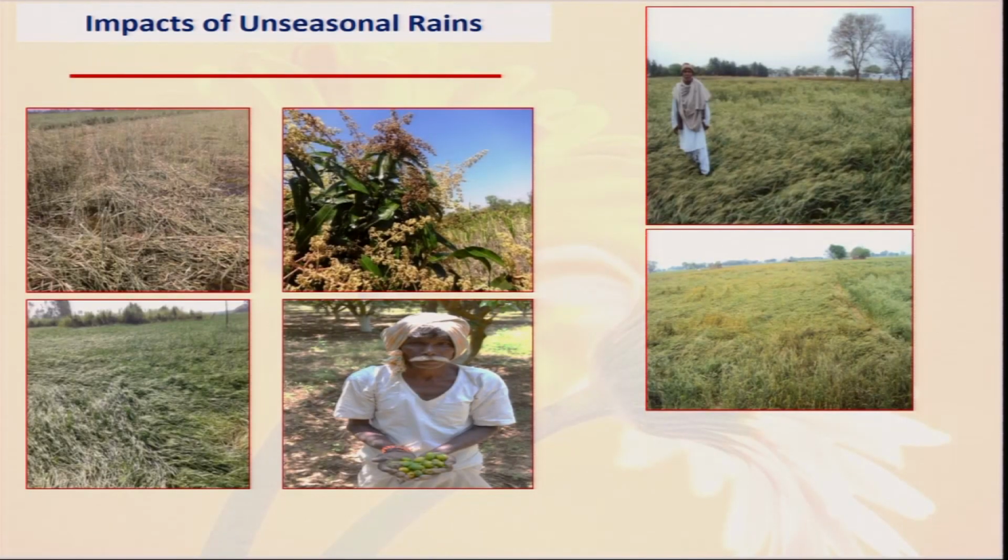Also we are getting unseasonal rain. A farmer has grown a cultivation of crop, a very good crop of mustard or wheat. In March or April, if there is too much rainfall, the majority of his crop is just inundated. So, he has suffered a very huge loss.